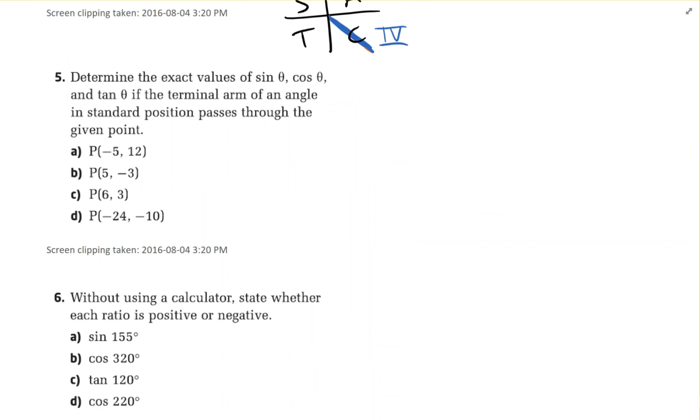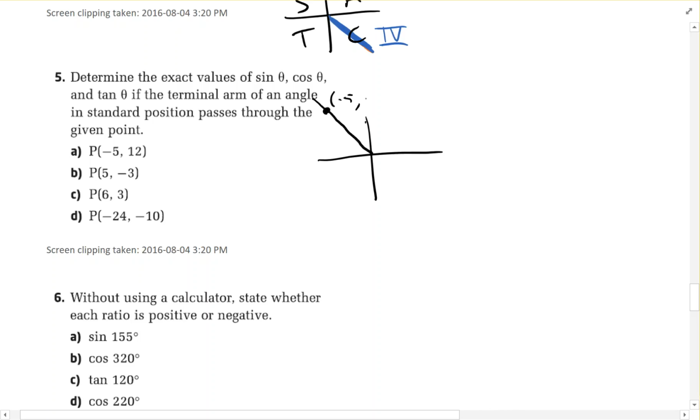Okay, moving on to 5. Determine the exact value of sine theta, cos theta, and tan theta if the terminal arm of the angle in standard position passes through the given point. Okay, so let's just do A. So it starts out with -5, 12. It's going to be somewhere up here. Okay, so this point is -5 and 12.